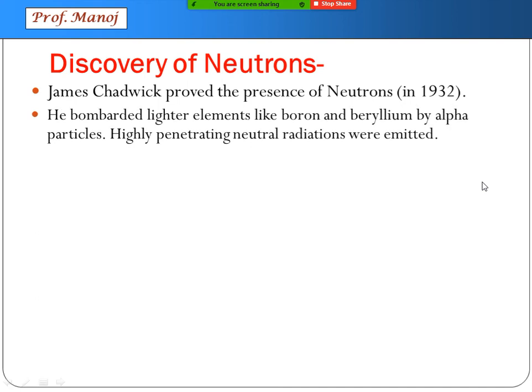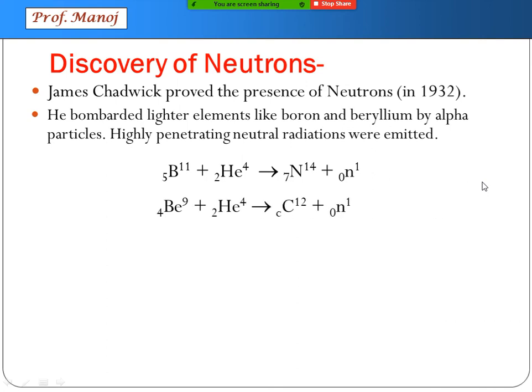He did an experiment in which he bombarded boron and beryllium isotopes with alpha particles. The particles which were emitted were neutrons. So you can imagine a reaction like this. Boron is bombarded with an alpha particle. An alpha particle is nothing but a helium nucleus, which generated neutrons. Similarly, beryllium was also bombarded with alpha particles.